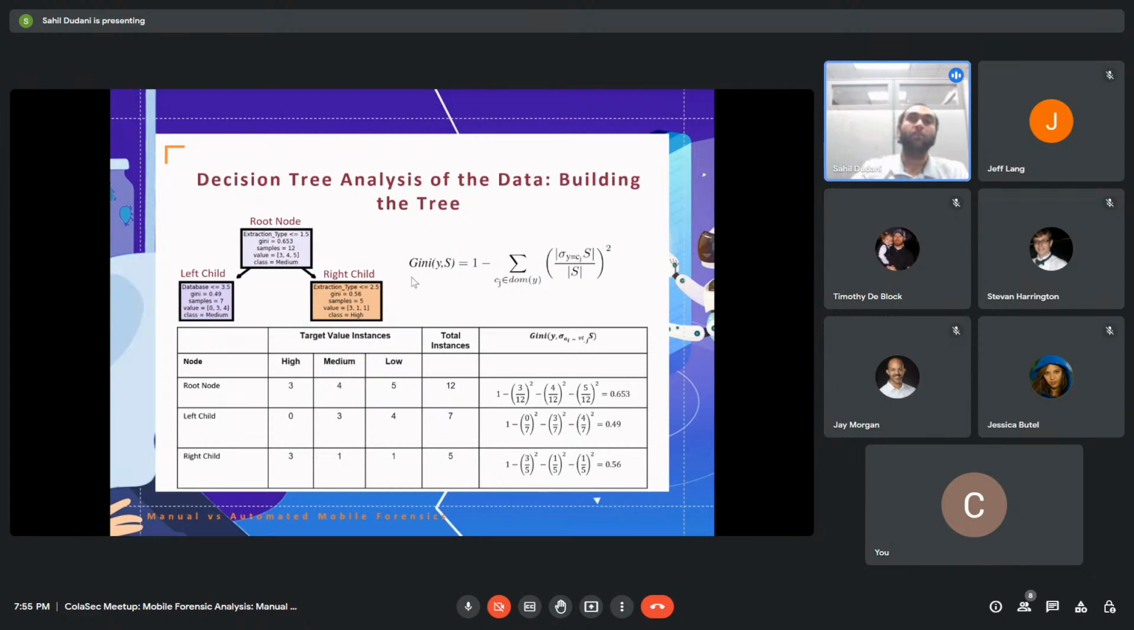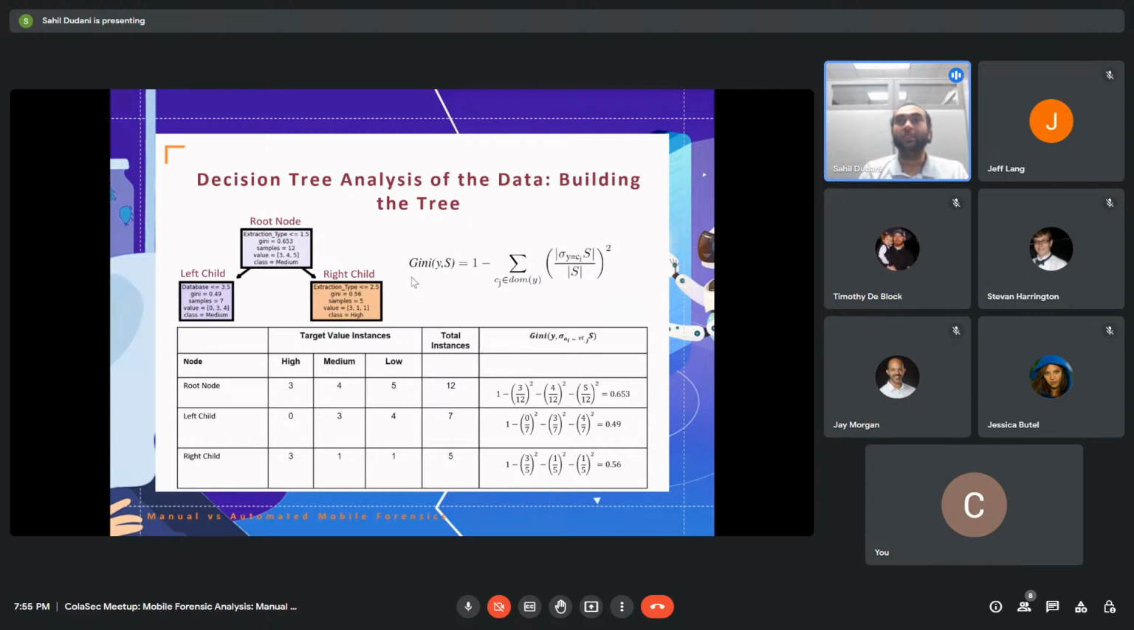So all the high confidence values were separated out in the right child. But because of certain drawbacks, there were some low and medium in the right child as well, but in the left child there are no high samples. So extraction type was able to narrow down onto the high samples and keep them out in another space to make sure that the decision making process is better.